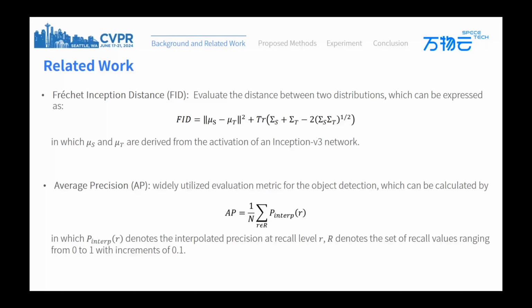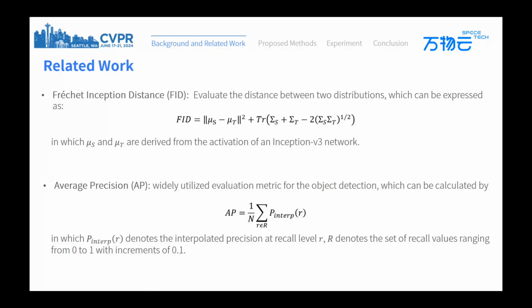Therefore, the key to tackling this problem is to find the similarity or distance as a metric for finding the most informative data. The distance-based approach, Fréchet Inception Distance, or FID in this instance, which was utilized by the baseline model, evaluates the distance between the features or distributions of images. In this formula, μS and μT are derived from the Inception network, and Tr denotes the trace operation, and sigma S and sigma T are the corresponding covariance matrices.